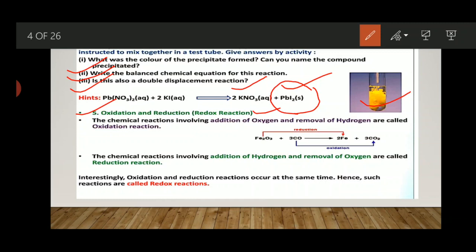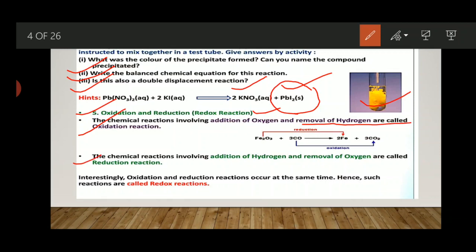Whenever oxidation and reduction processes take place in a single reaction, or take place simultaneously, that type of chemical reaction is known as a redox reaction. Now let's understand what is an oxidation reaction. The chemical reaction involving addition of oxygen and removal of hydrogen is called an oxidation reaction. Means whenever you see that there is an addition of oxygen or removal of hydrogen, that type of reaction is known as an oxidation reaction.